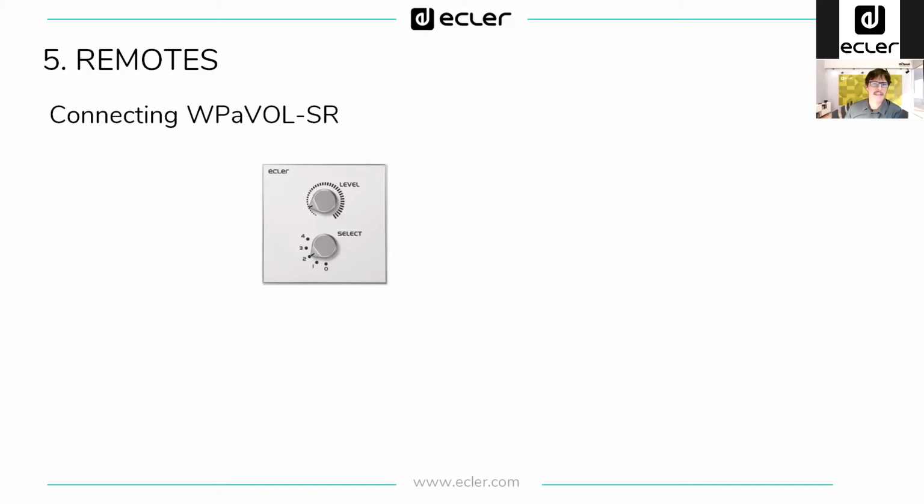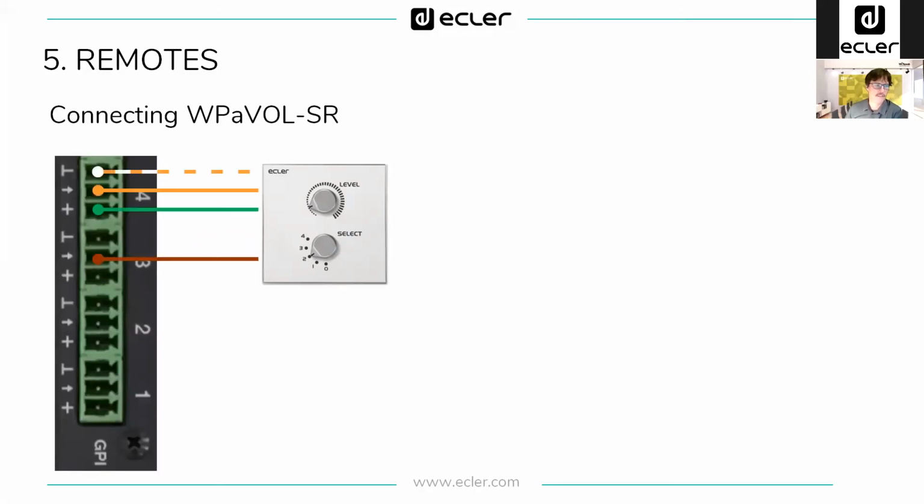WPA vol SR. Attention here, this is not so easy. Why is it not so easy? You connect to GPI 3 and GPI 4 because these are two potentiometers. But usually what is this controlling? It is controlling the source between a selection of 5 sources. Maybe this is off, and you have 4 more sources, and the volume. But you want to control the volume at that source.